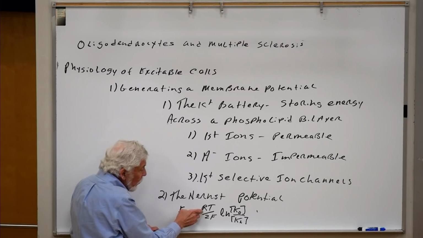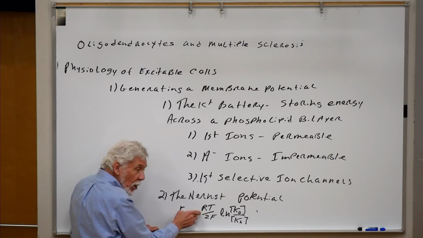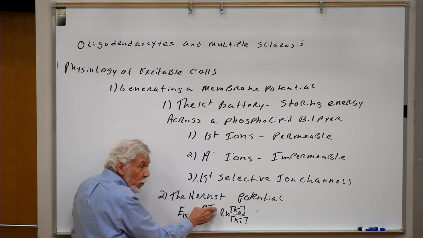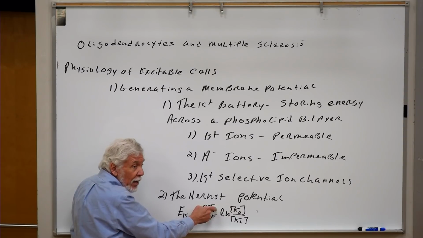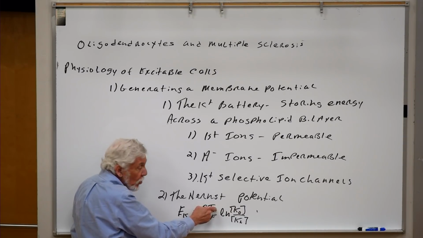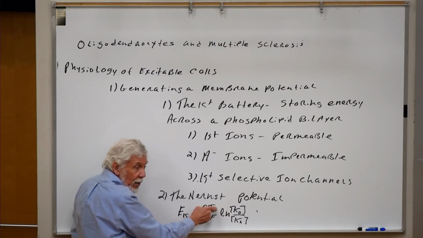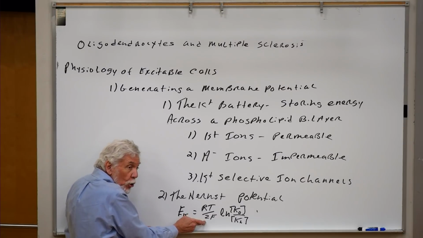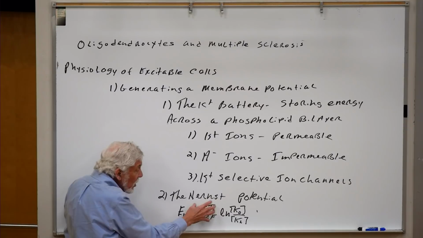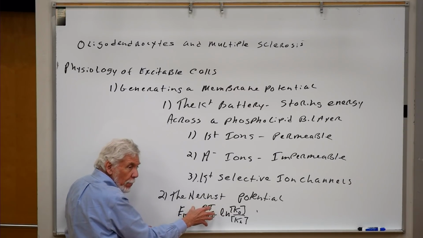R stands for the gas constant, that's a constant number. T is the temperature, that'll vary with whatever the degrees Kelvin is, but it won't be that much different, whether it's 37 degrees centigrade, add that to 273, or whether it's room temperature at 28 degrees centigrade. These numbers are going to be fairly fixed. Z is the charge on the ion, F is the Faraday, that's a constant. So this number comes out pretty much as a constant.